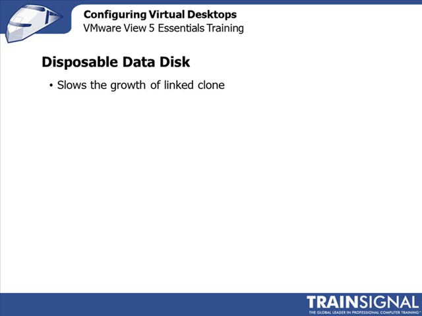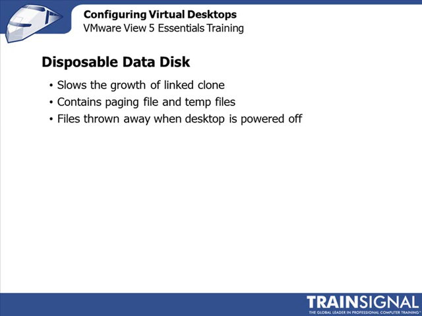So the disposable data disk now. We mentioned it slows the growth of the linked clone delta disks, right? It's going to contain files like the paging file, temporary internet files, temp files, those things that are very transient in nature that we don't need. It's going to take those and throw those files away whenever the desktop is powered off. Now, it's stored on the same datastore as the linked clone disk, so there's no way to control where this particular disk lives. You're kind of stuck with that, but that should be good for most environments.